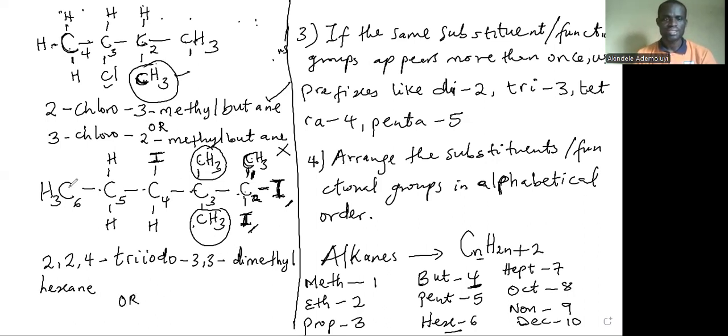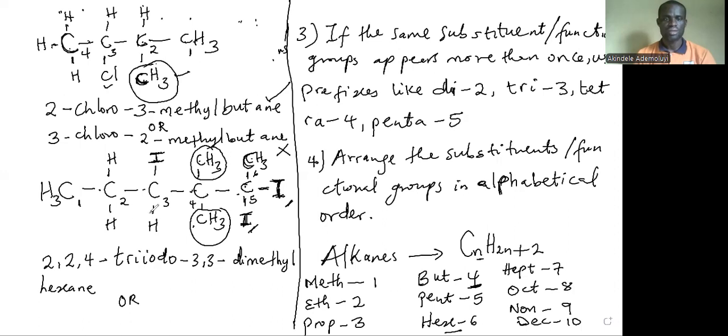Now, what if I start counting from the other side? Let me clean all the numbering and recount it again. We started from here. Okay, let's start counting. There's a chain here. Let's start counting from here: 1, 2, 3, 4, carbon 5, carbon 6.